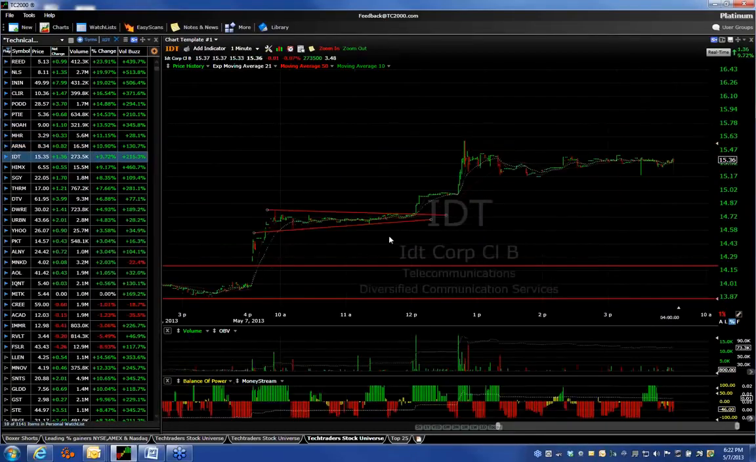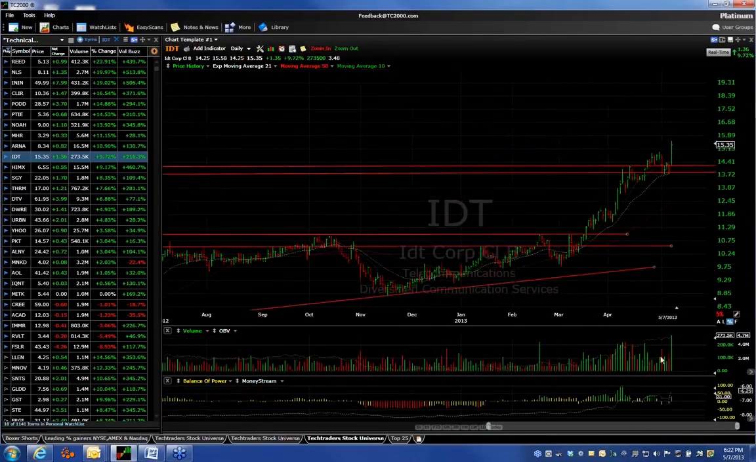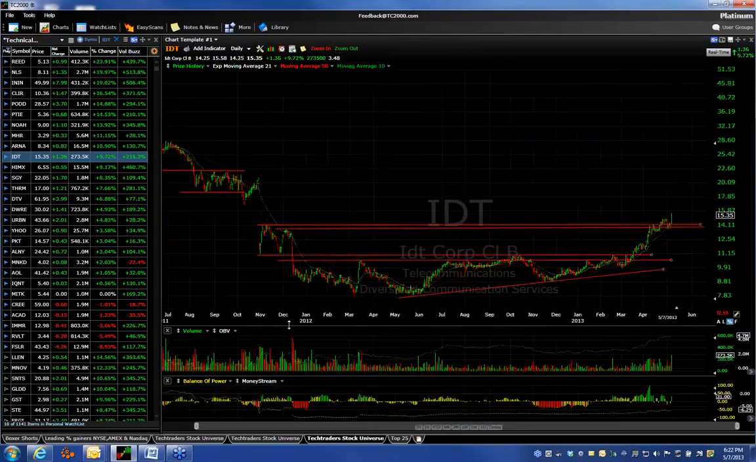IDT is another. This stock is very thinly traded, so I don't want to trade a stock that for the whole day traded 273,000. But even that, take a look at what the relative volume was. We have to consider relative volume. This is the biggest volume day of 273,000 that this stock has had since way back in December of 2011.